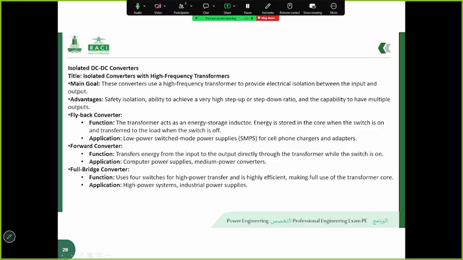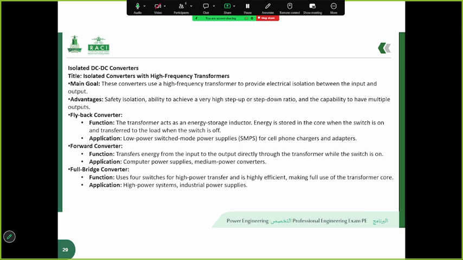The forward converter, in contrast, transfers energy directly from the input to the output through the transformer when the switch is on. To prevent core saturation, a demagnetization winding is typically used to reset the core when the switch is off. So the forward converter is generally more efficient than the flyback and is used in medium power applications like computer power supplies. For high power applications, the full bridge converter is a popular choice.